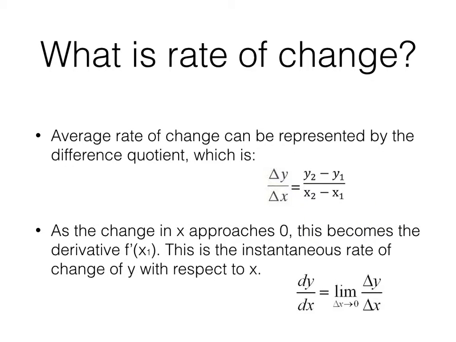Average rate of change can be represented by the difference quotient, which is the change in y over the change in x. As the change in x approaches 0, this becomes the derivative f prime of x. This is the instantaneous rate of change of y with respect to x, as shown in the equation here.